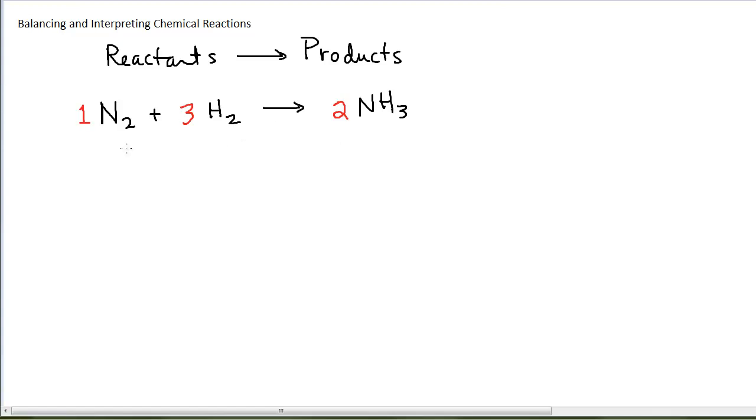What this reaction literally means is 1 molecule of nitrogen reacts with 3 molecules of hydrogen to produce 2 molecules of ammonia. But we also know from our studies that a molecule is a very, very small thing, and in the laboratory I'm never going to have a molecule at a time. But a mole is just a large number of these molecules. So another way to interpret this reaction is that 1 mole of nitrogen reacts with 3 moles of hydrogen to produce 2 moles of ammonia for this reaction.